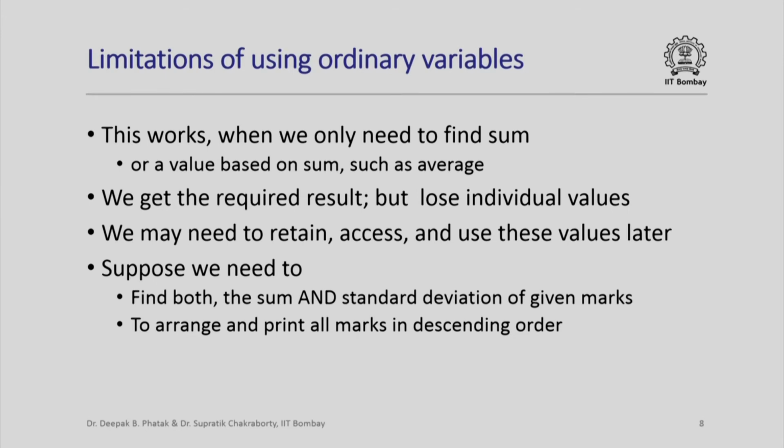This works, but it works only when we need to find the sum or any value based on the sum, such as an average. Having calculated the sum, we know that we divide it by n and we will find the average. So we get the required result, but we lose individual values. Now there may be occasions when we need to retain, access and use these values later. For example, suppose we need to find the standard deviation of given marks, for which we need the average of course, which means that we will need to access all those elements again.